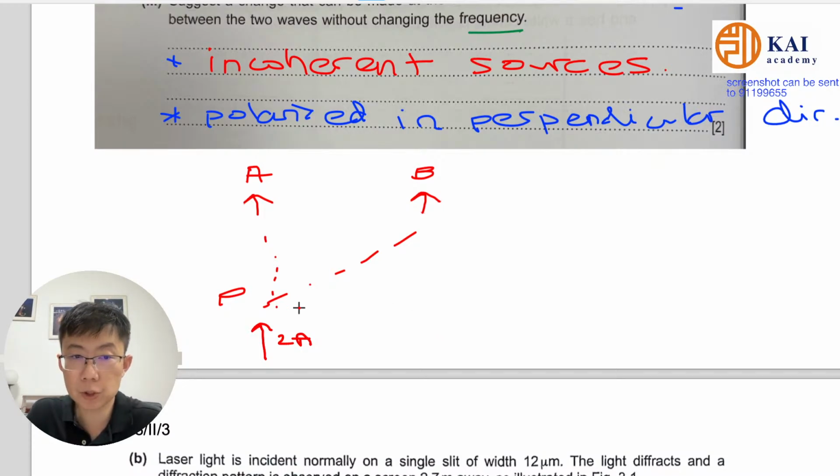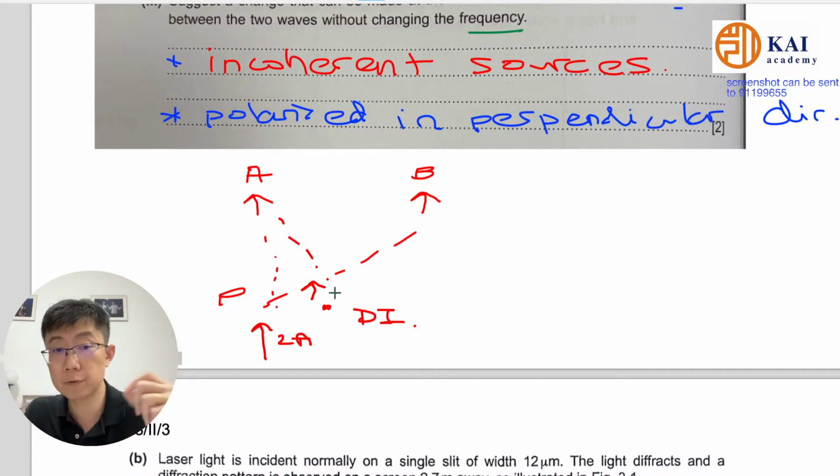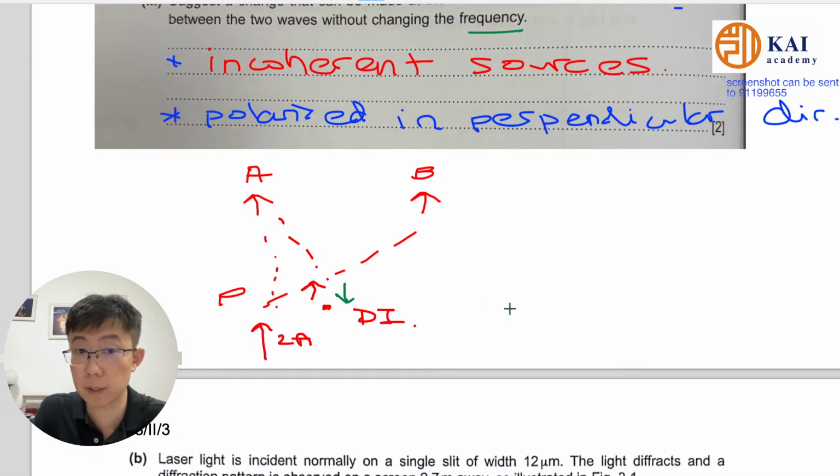But if you were to shift to a point where there is destructive interference, then the wave from A will be maybe a vector pointing up, and the wave from B will be a trough, so a vector pointing down. The resultant is 0. This is a true destructive interference. You will receive a minima.